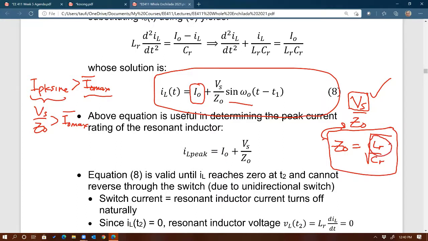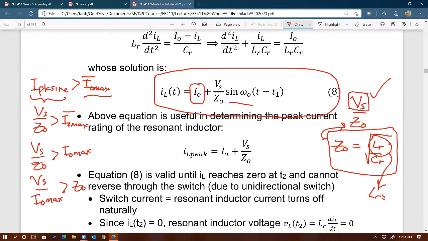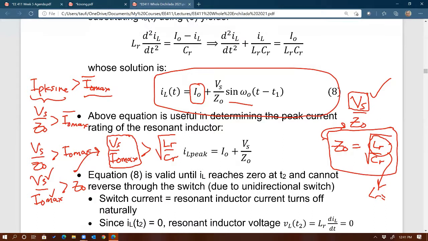So I would say you probably select L, just choose L from the commercially available values. And then from there, you can solve for CR. So once you choose L and then calculate CR, wait, VS is, okay, we can just do it this way. Therefore VS over I out max is larger than Z naught, right? From this equation, I know VS, I know I out max. Then you know that VS over I out max must be larger than the square root of LR over CR. So this is going to be a constant value. After you choose L, you can calculate C to meet this requirement.